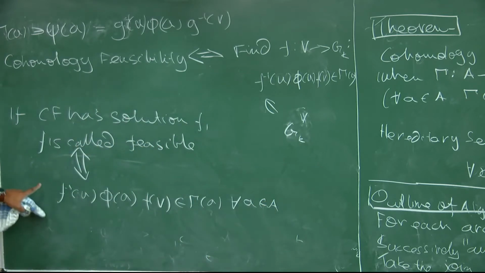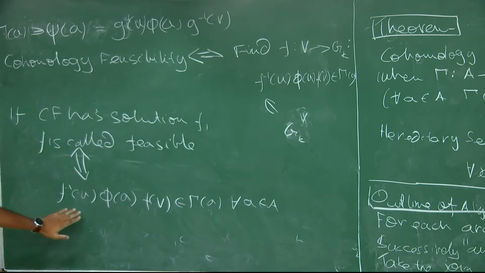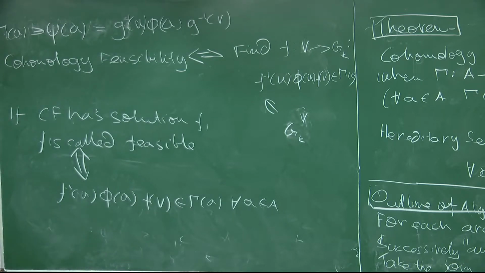Okay, so feasible just means now I'm coming away from the problem to just these functions. So now you can forget about the problem. F is called feasible. You have fixed some phi before. F is called feasible if this condition holds.